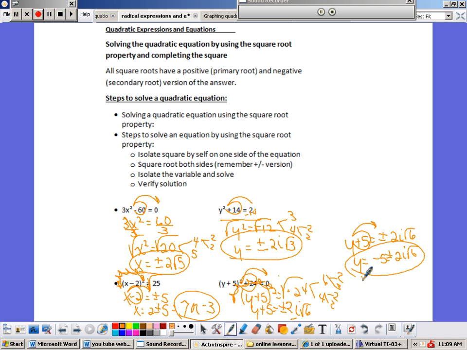Remember, you have to get the square by itself. Then you would root both sides. When you root both sides, you put a plus or minus on it. Then you break down if you have a radical.